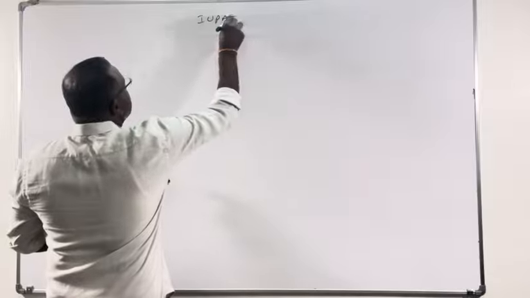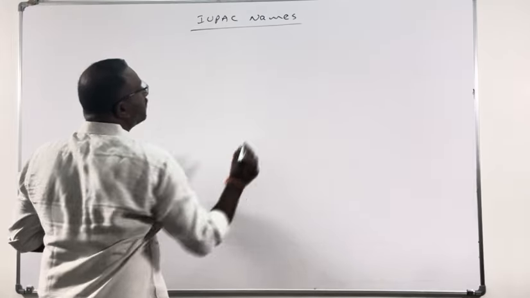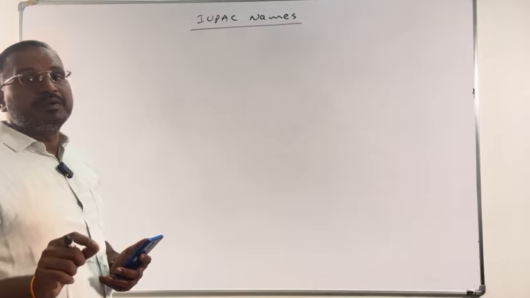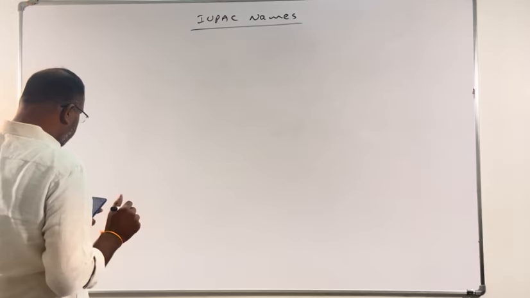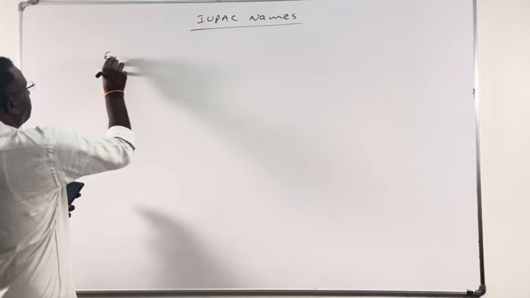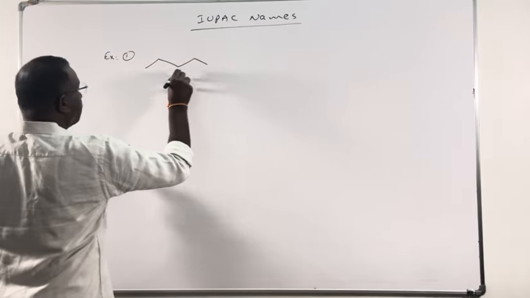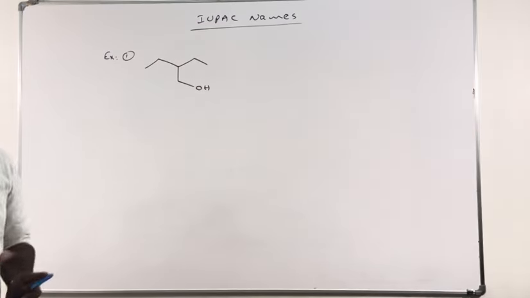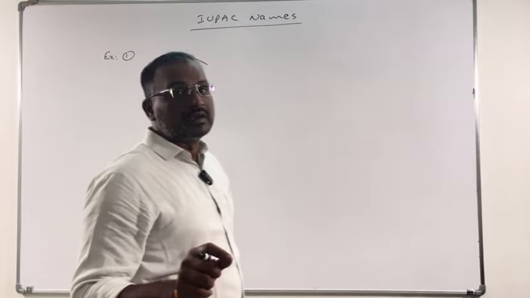We are writing IUPAC names for different organic compounds. I'll start from simple compounds and go to tough compounds. So the first simple compound is example 1, which I am taking here: 1, 2, 3, 4, 5, 6. This is the molecule we have. How do we write the IUPAC name for this molecule?